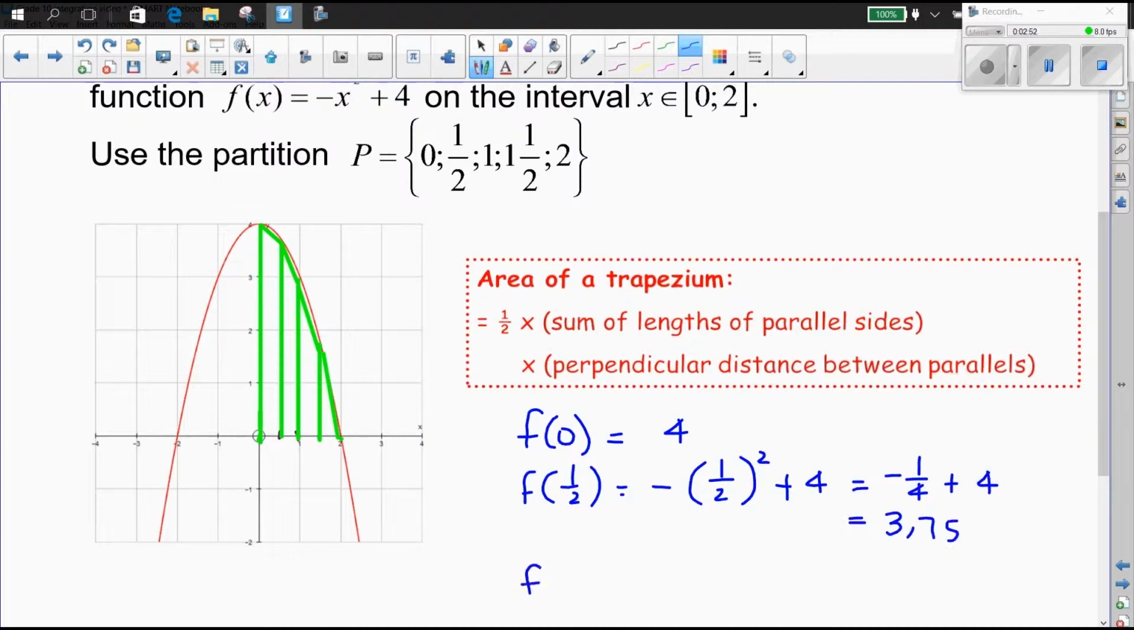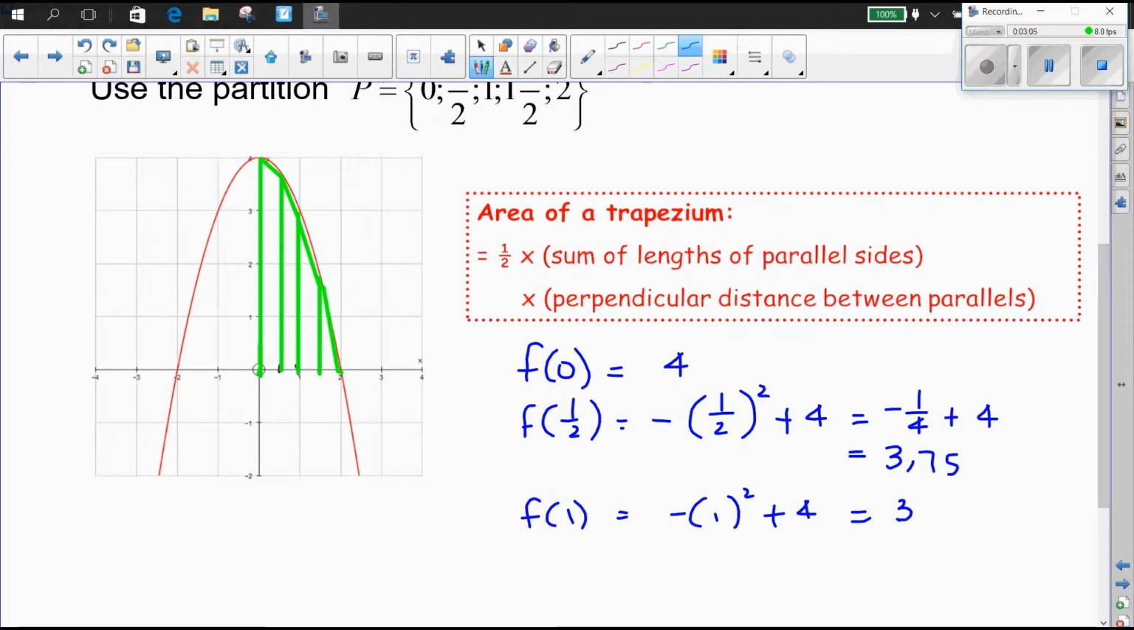The next value I'm working out is f of 1. That is minus 1 squared plus 4. We can read this value off the graph. We see that f of 1 equals 3. I continue and find f of 1.5. Substituting into the equation, it's going to be minus 1.5 squared plus 4, and f of 1.5 is 1.75.